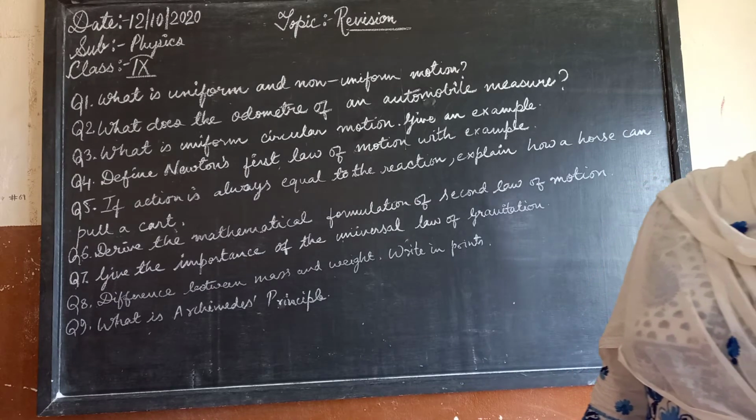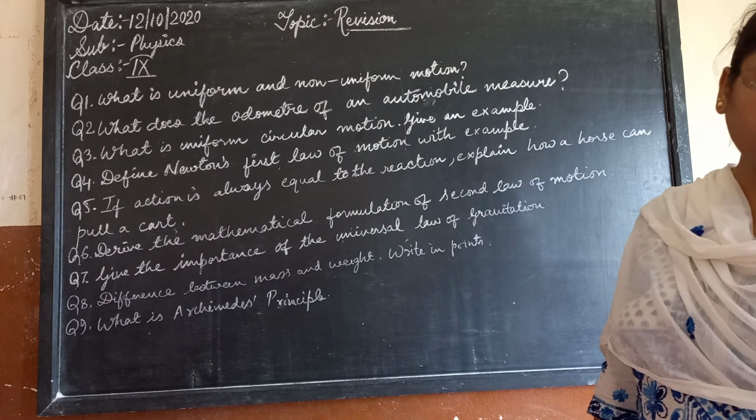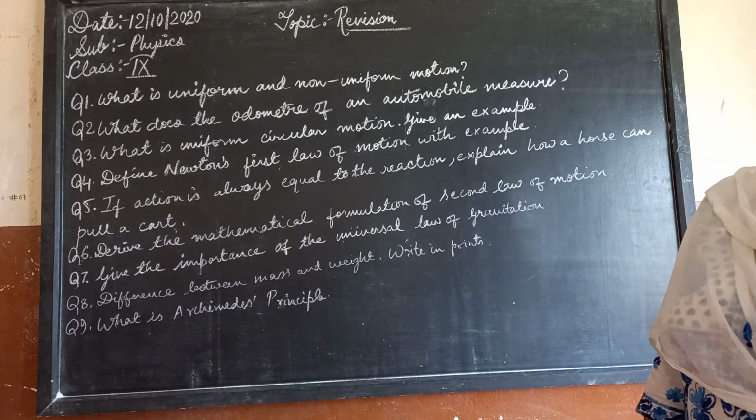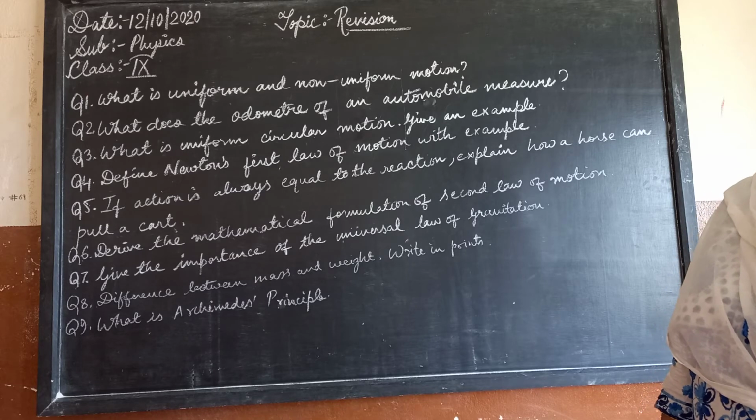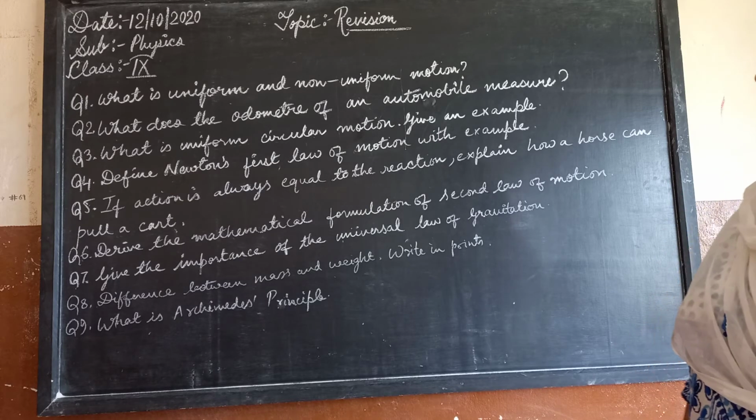Mass is the measure of its inertia, whereas weight is not the measure of inertia. The weight of an object is the force with which it is attracted towards the earth. That is what we call the weight. This is the difference between weight and mass.